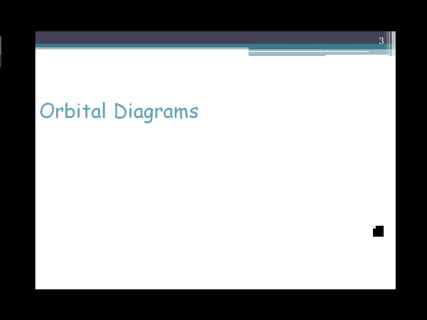An orbital diagram is a visual representation of an electron configuration. It's a model of an electron. We're going to make use of our Pauli exclusion principle and our Aufbau principle to do it. We're going to use arrows to represent our electrons.